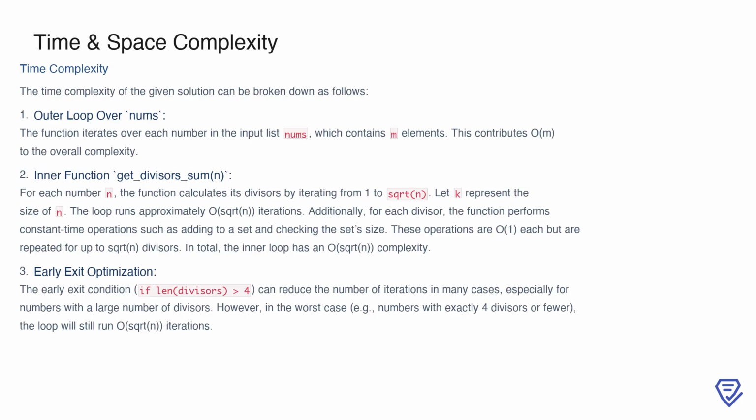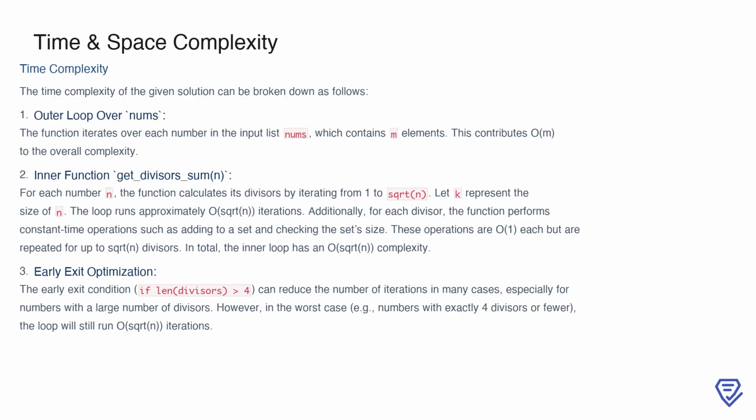Next, we have the inner function, get_divisors_sum, which is responsible for calculating the divisors of a given number n. To do this, it iterates from 1 to the square root of n. For each divisor found, it performs constant time operations like adding to a set or checking the set size. These steps are repeated for up to sqrt n divisors, so the inner loop has a complexity of O(sqrt n).